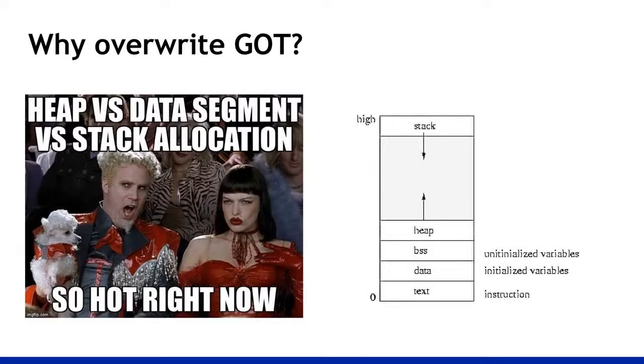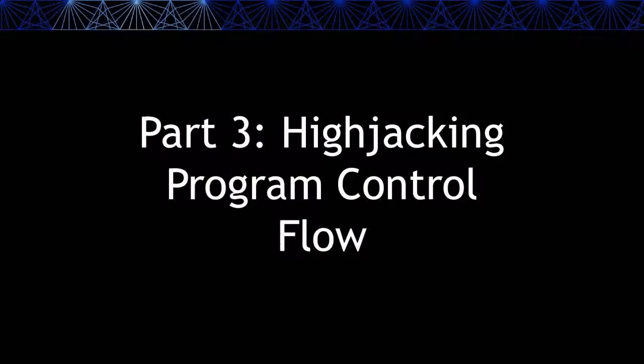Or finally, a call to the exit function is made, and the program can no longer return, which means it's not going to be able to return and jump to where you want it to go. So those are some of the reasons why you might want to overwrite the global offset table, and we're actually going to be doing it in a bit. So for now, let's actually try to take control of program control flow.